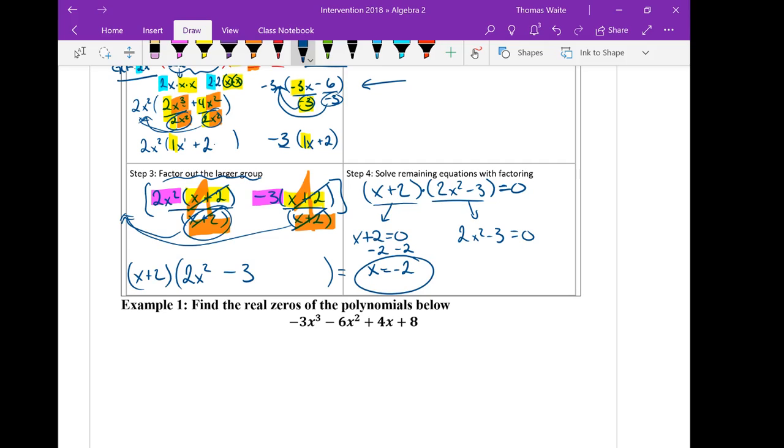Let's try that. I want to get rid of maybe this negative 3 first, so I'm going to add 3. Then I just have a 2x squared equal to 3. Now I would like to get rid of this 2 next, so it's being multiplied by x squared, so I'm going to divide it out, and we get x squared equal to 3 over 2.